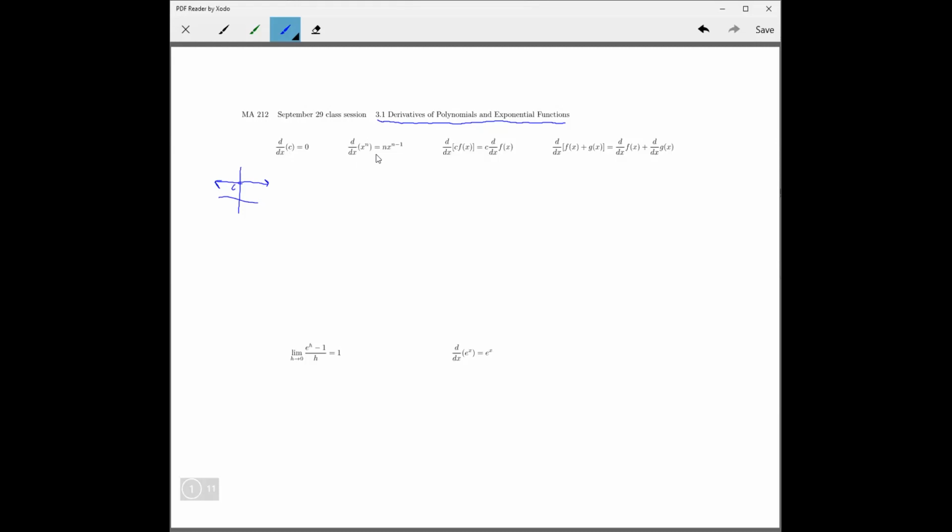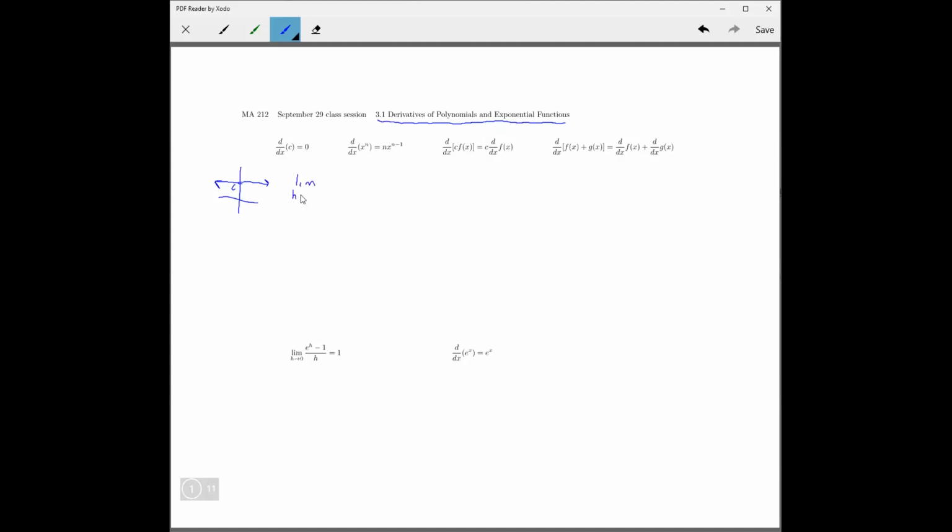This one right here is if you're taking a derivative of x to the n, then you bring the n down and then reduce this exponent by 1 to n minus 1. And if you look at the definition of the derivative, you can see why this would be the case.